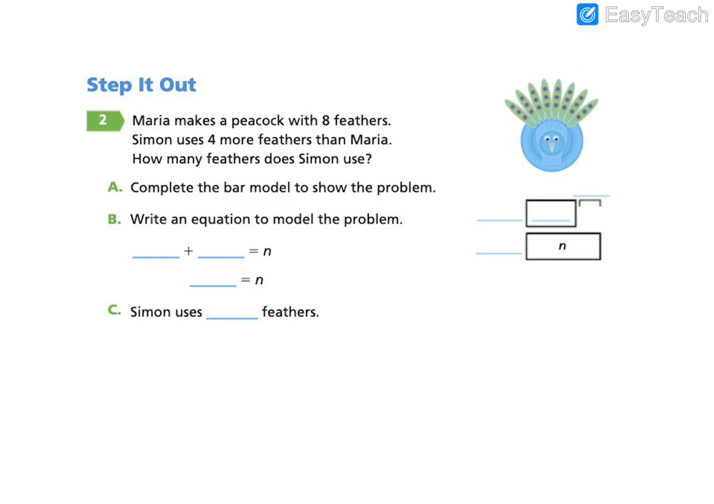Maria makes a peacock with 8 feathers. Simon uses 4 more feathers than Maria. How many feathers does Simon use? Complete the bar model to show the problem. Write an equation to model the problem. All right, so over here, we have Maria and Simon. Okay, we know that Simon's is the one with the variable n because we don't know how many feathers Simon uses. That's what we're trying to find. We do know that Maria uses 8 feathers.